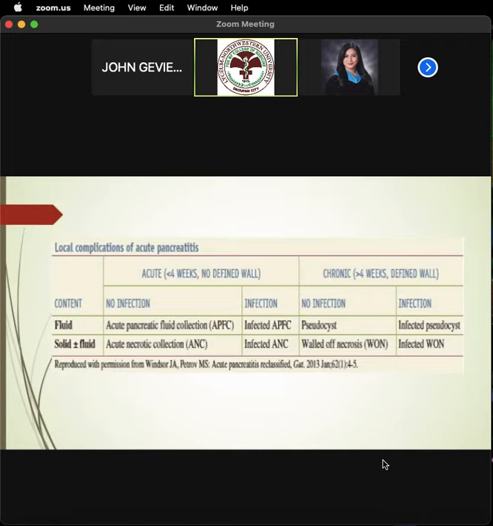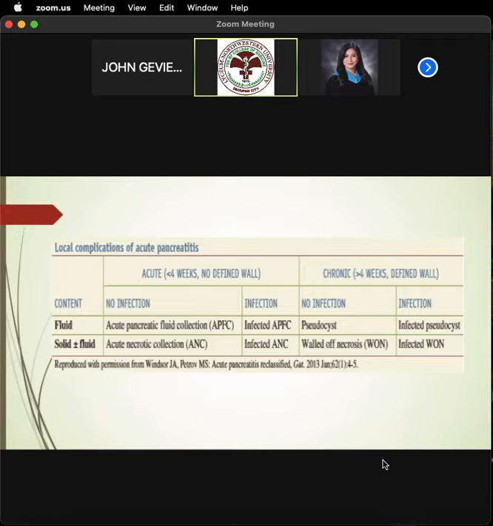So we call the fluid around the pancreas, if it's within 4 weeks with no defined wall, acute pancreatic fluid collection. Okay, APFC. And if the fluid is combined with solid within 4 weeks, okay, it's called acute necrotic collection. Okay, so the important thing here is the time frame. It should be less than 4 weeks.